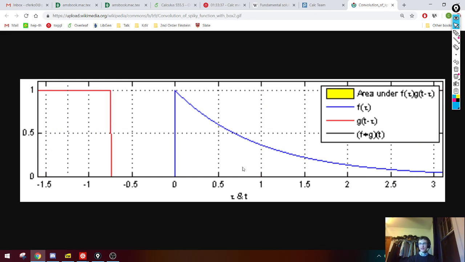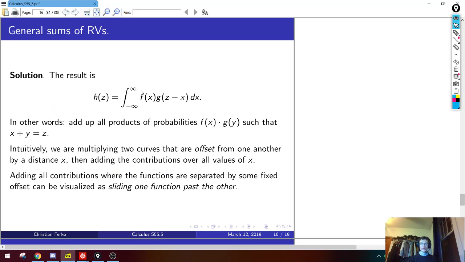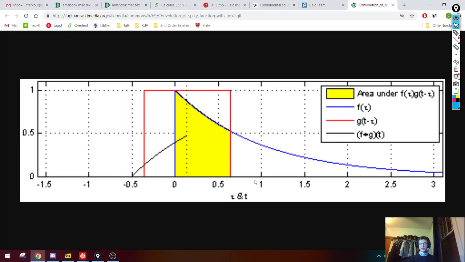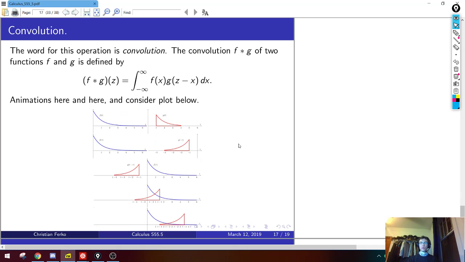But good. Okay, so let me just go back and explain why that's what we said. So again, all we're doing is sliding the function g past the function f. By sliding, I mean translating by z. And when they overlap, we multiply the two of them and add up the overlaps. So the yellow area is the overlap. This is a stupidly important operation, which is called the convolution.